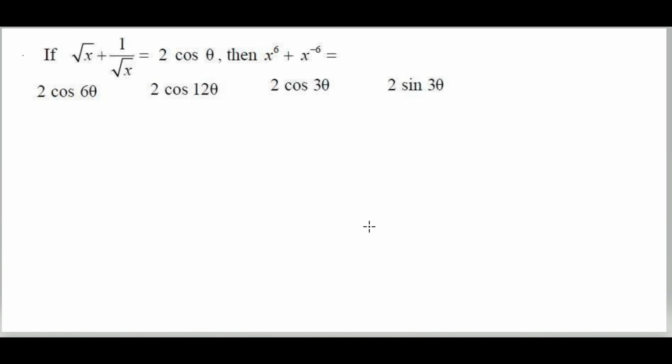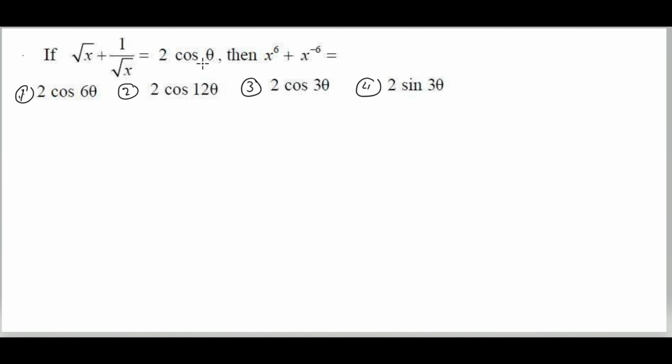If root x plus 1 by root x is equal to 2 cos theta, then x power 6 plus x power minus 6 is equal to dash. First option 2 cos 6 theta, second one 2 cos 12 theta, third one 2 cos 3 theta, fourth one 2 sin 3 theta.